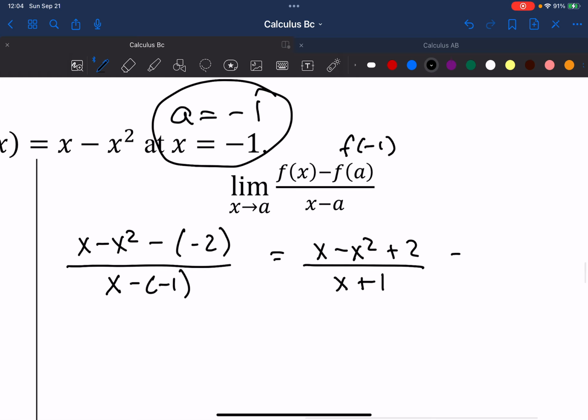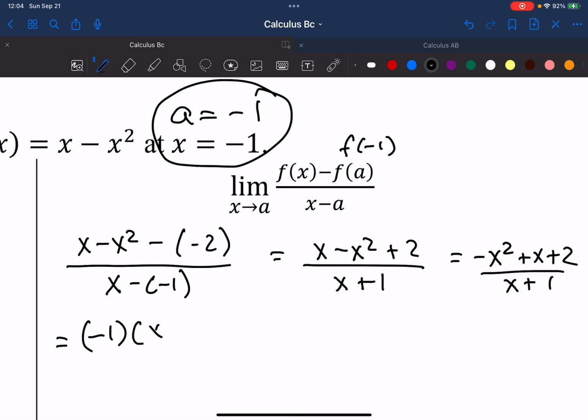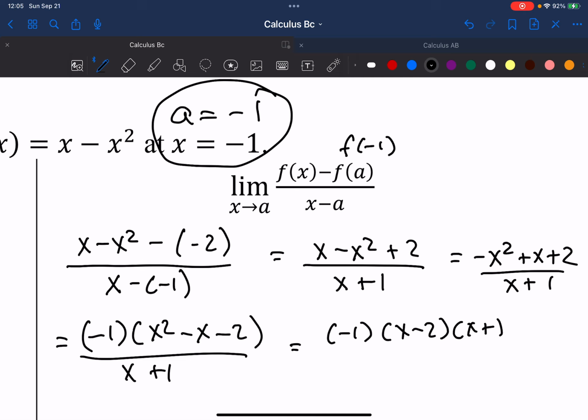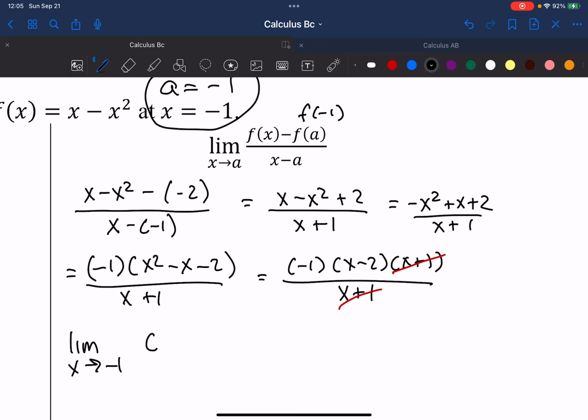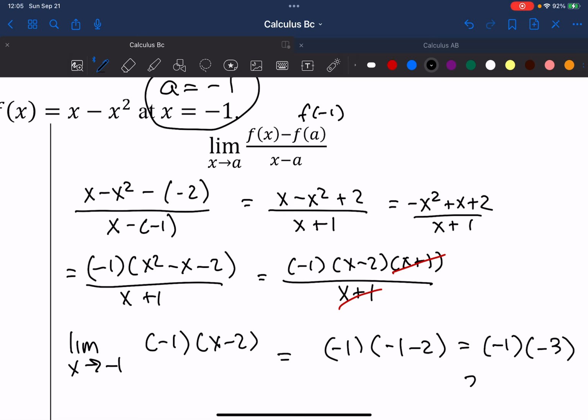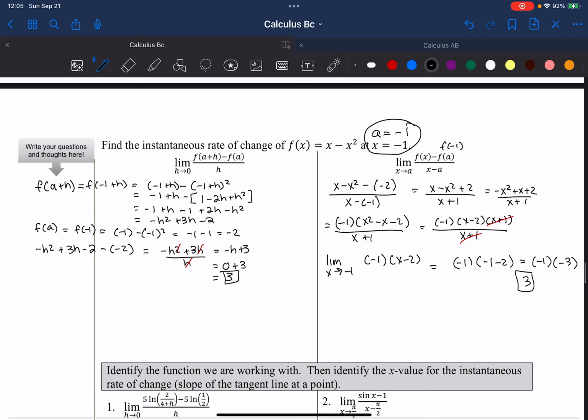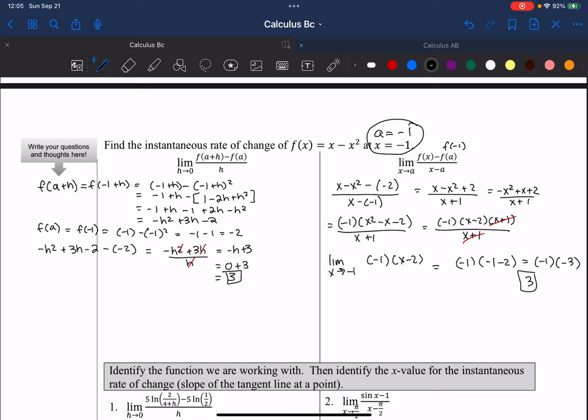I could rewrite this with my x squared first. So I have negative x squared plus x plus 2 over x plus 1. Take out a negative, and I am left with x squared minus x minus 2 over x plus 1. Factoring this, I have x minus 2, x plus 1 over x plus 1. The x plus 1s are going to cancel. So I have the limit as x approaches negative 1 of negative 1 times x minus 2, which is equal to negative 1 times negative 1 minus 2, which is negative 1 times negative 3, which is positive 3. Notice how I got the same answer for both, which makes sense because these are both just definitions of instantaneous rate of change.